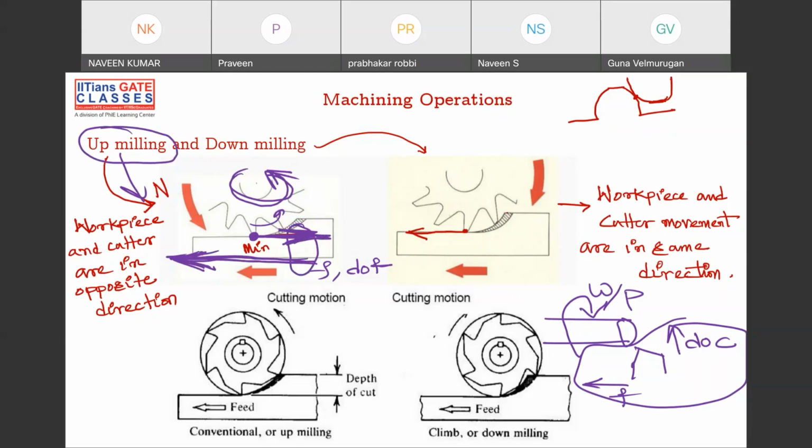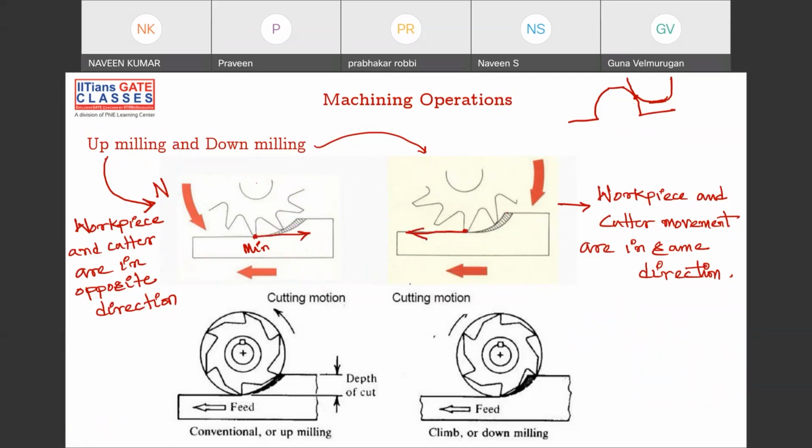In the other case, you see the cutter is rotated in this direction, clockwise, right? The tangential velocity is in this direction, and the workpiece also is moving in this direction, so both are moving in the same direction, hence it is called down milling. Okay, hope you're getting the point. You understood up milling and down milling.